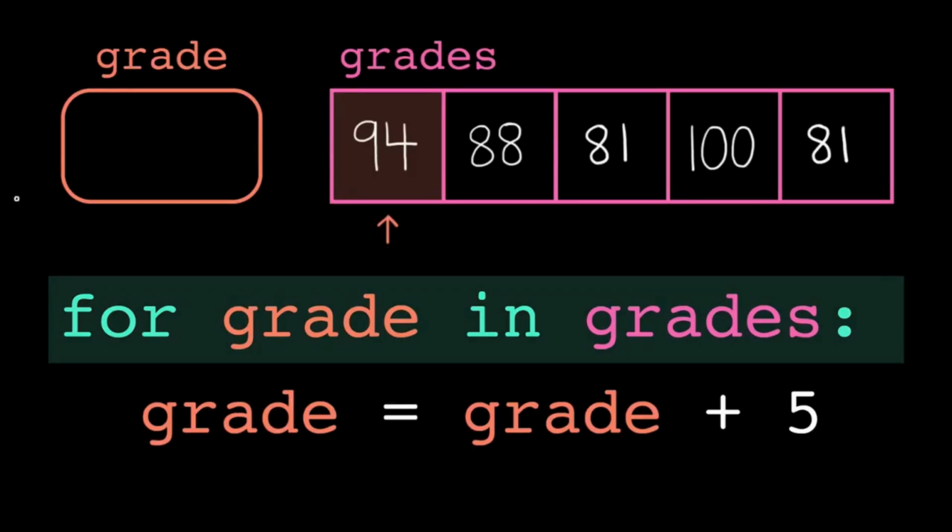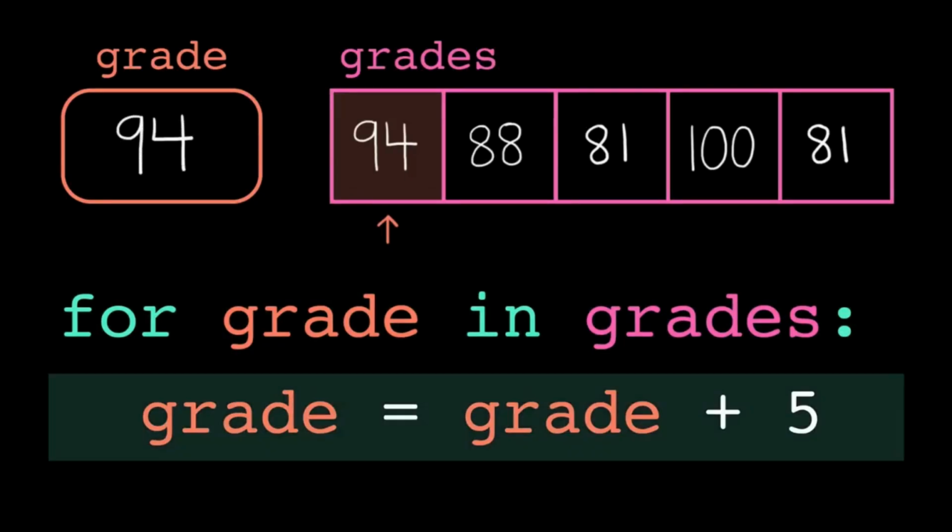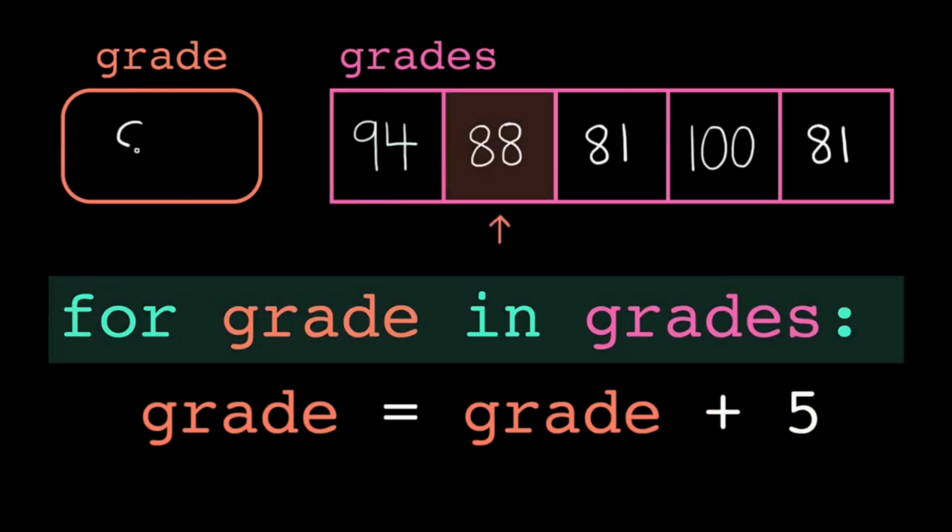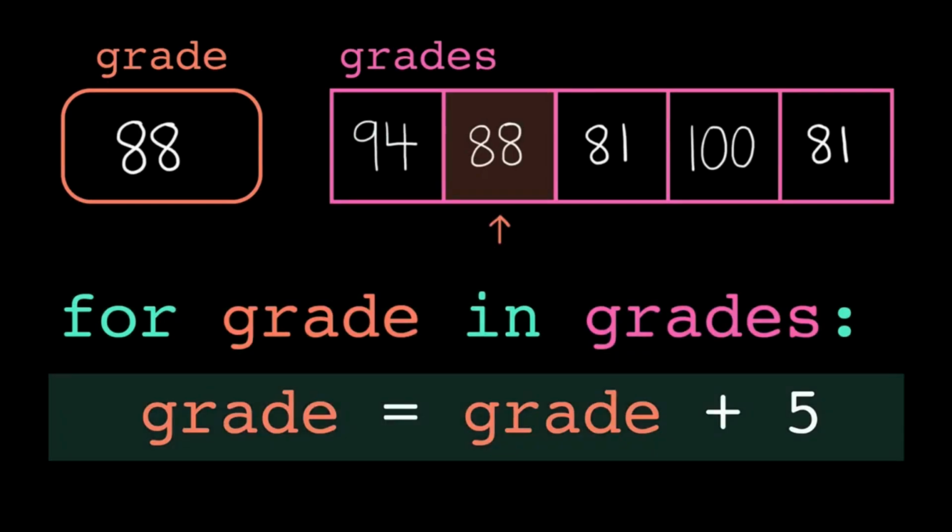Behind the scenes, the for each loop is copying the value of the element into the loop variable. It's not keeping a two-way link back to that location in the list. So if I want to modify all the values in the list, I can't use a for each loop. All this does is update the value stored in the variable grade. It doesn't modify the original list.